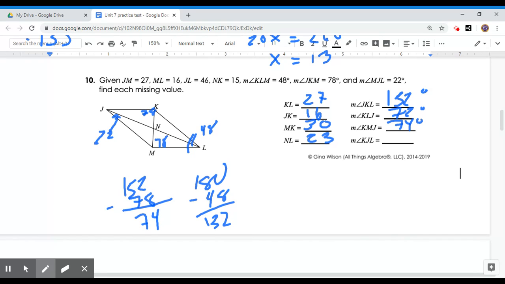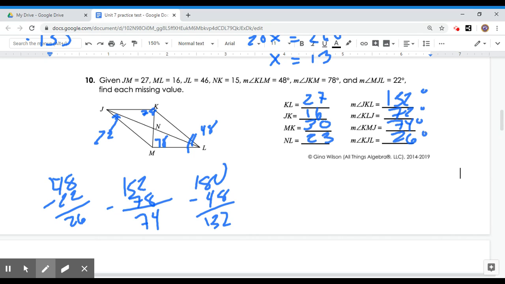And then KJL, so KJL is right here. So we know that this whole thing is 48. So if we do 48 minus 22, that'll get us 26, and this one's 26.